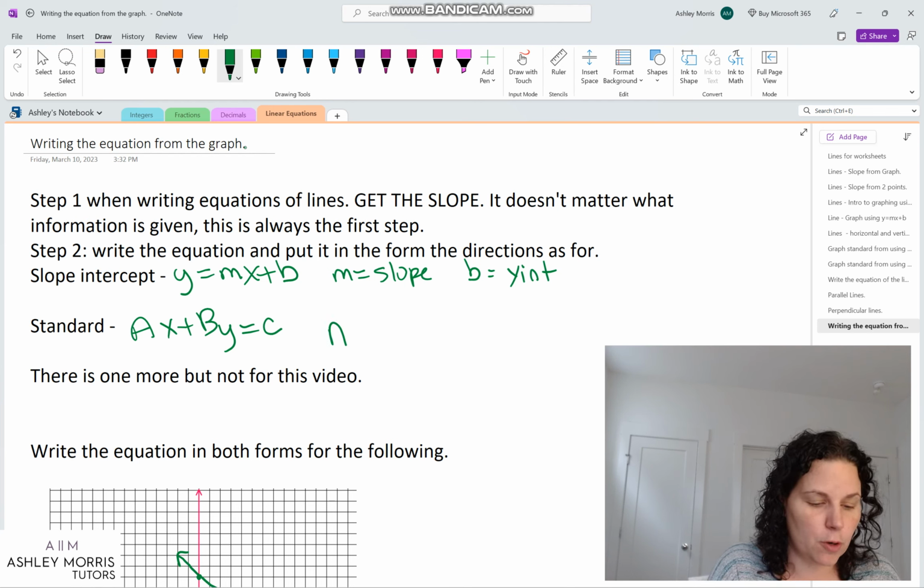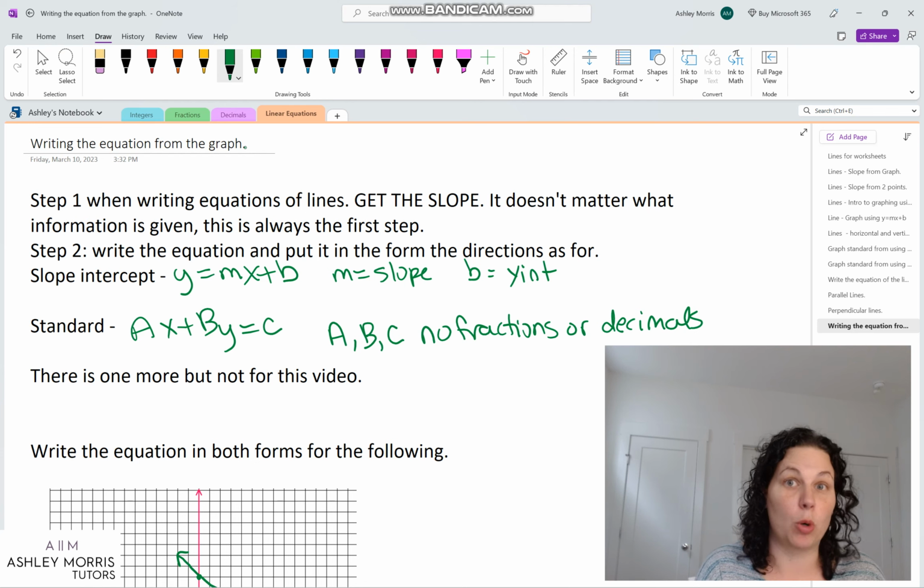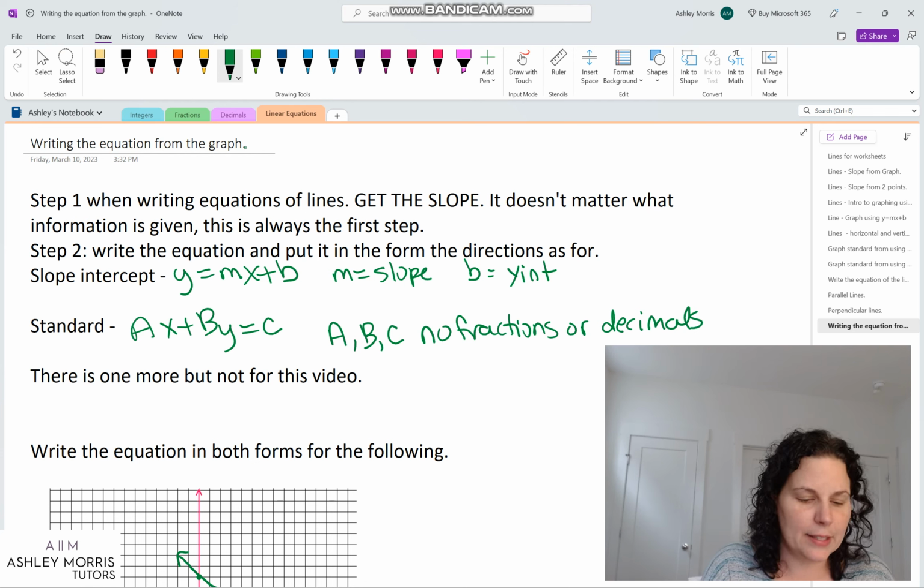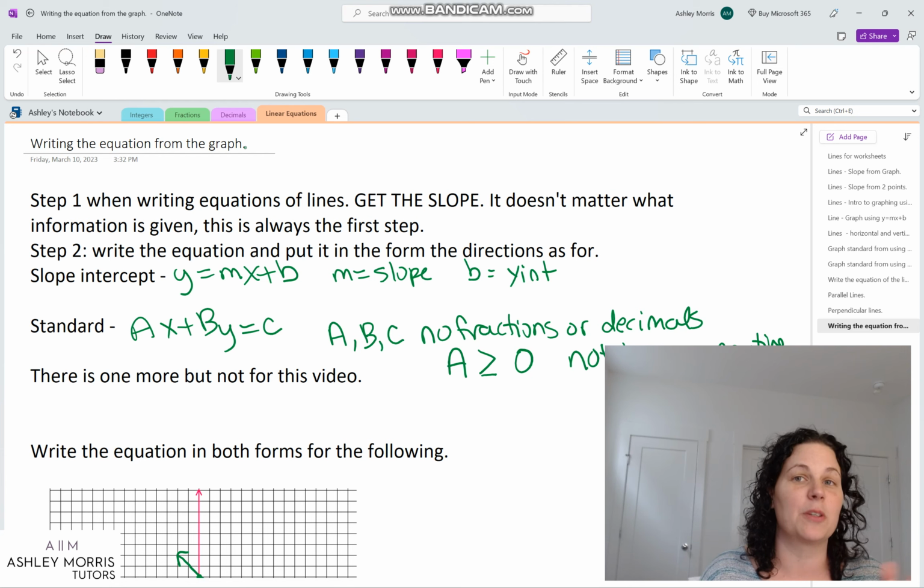And the rules for standard form are a, b, and c must be integers, no fractions, no decimals. If that happens, you're going to have to multiply to get rid of them. And in most places that I have noticed, a has to be greater than or equal to 0. So it cannot be a negative. Some teachers in schools don't really care about this, but the majority of everyone that I've seen, this matters. So if a is a negative, we're going to have to multiply everything by -1 to fix that.